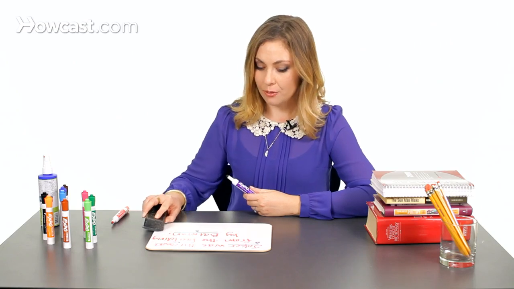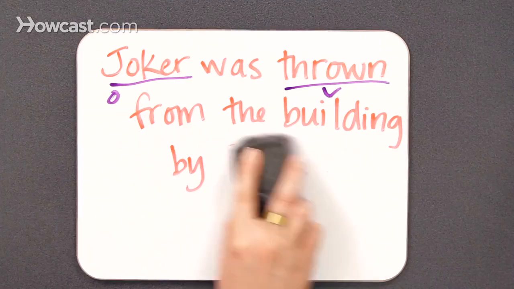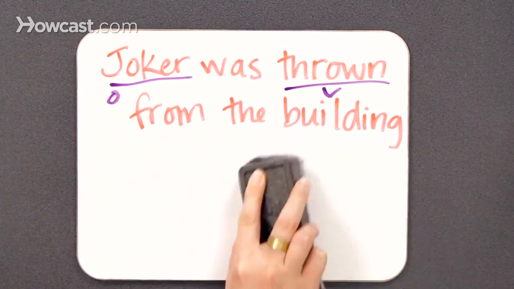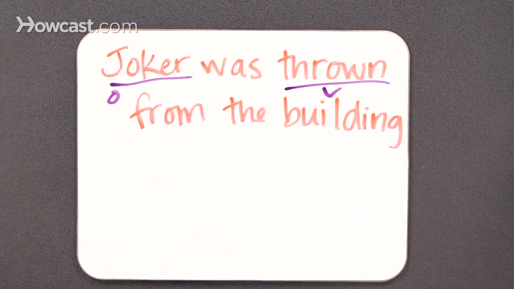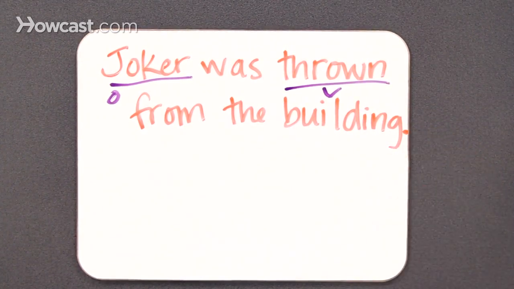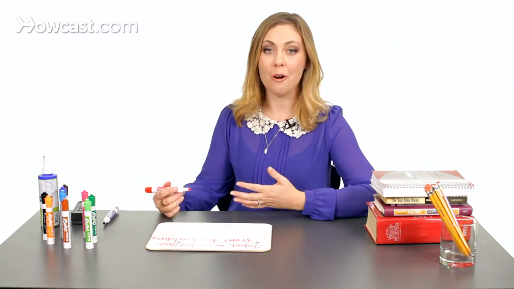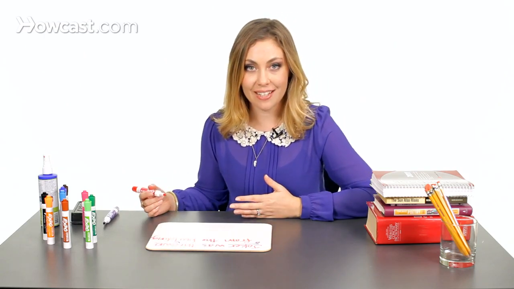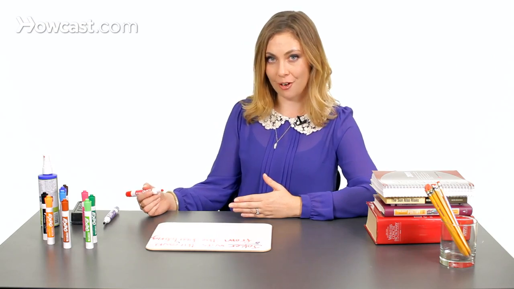Another way to look at passive construction, you might see a sentence that looks like this. Joker was thrown from the building. And in this case, the person who did the throwing doesn't even appear in the sentence. So oftentimes a passive voice can sort of hide the actor.